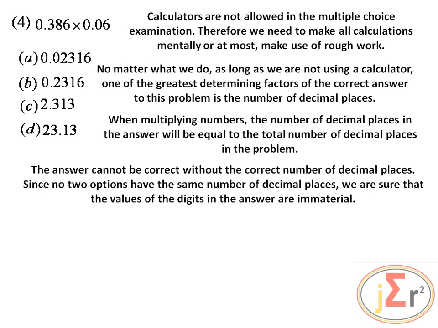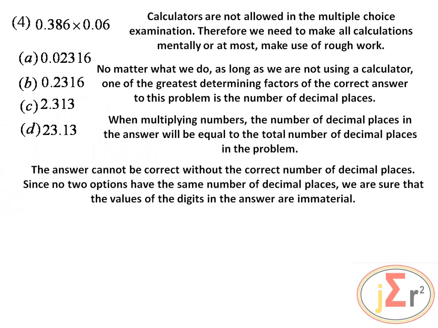Since no two options have the same number of decimal places, we are sure that the values of the digits in the answer are immaterial. So we are sure that these numbers, irrespective of what they are, have no bearing on the solution of the problem. We can totally neglect all of the digits that we have here and their values in order that we may arrive at the correct answer.